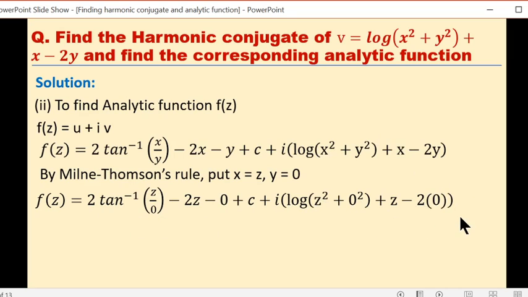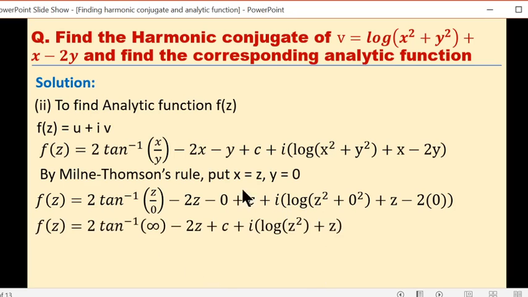क्या किया है यहाँ पर? जहाँ जहाँ x दिखा we have replaced it by z. जहाँ जहाँ y दिखा we have replaced it by 0. अब इसको simplify करते हैं. Z upon 0 is infinity. So we get 2 tan inverse of infinity minus 2z plus c plus I times log of z square plus z. Now what is tan inverse of infinity?